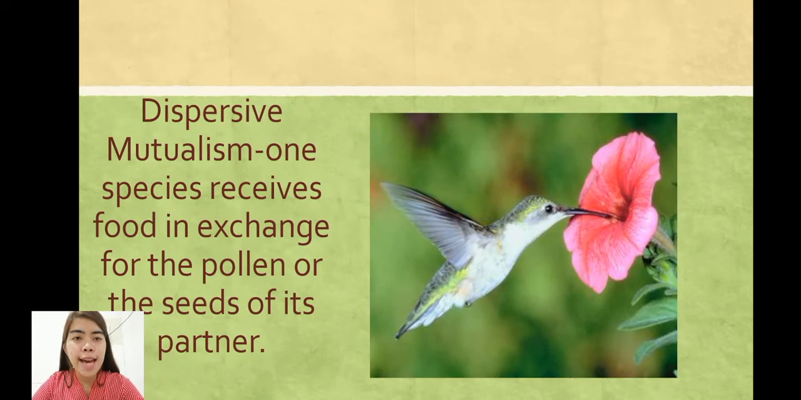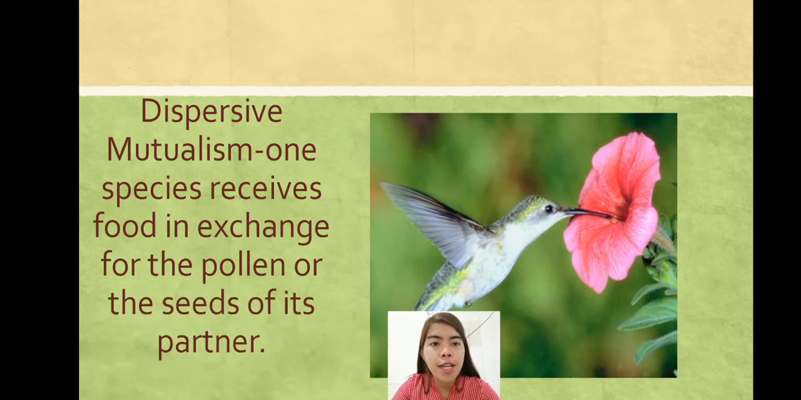Okay, another type of mutualism, the last one is we have dispersive mutualism. One species receives food in exchange for the pollen or the seeds of its partner.